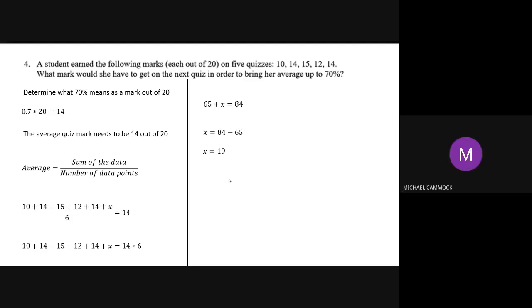13. Absolutely. So that wasn't part of this question, but our average is currently 13, which is really 65%. If she gets 19 on her next test, our average goes up to 70%, which is 14 out of 20. So that's really what I wanted to get through with you today.